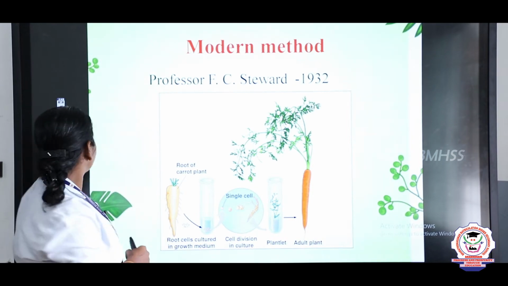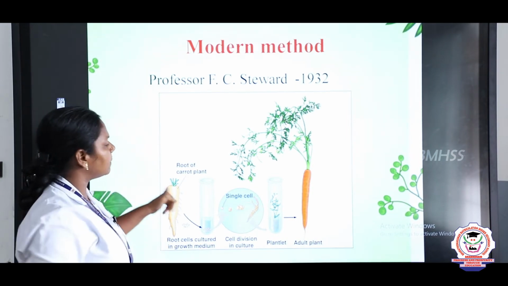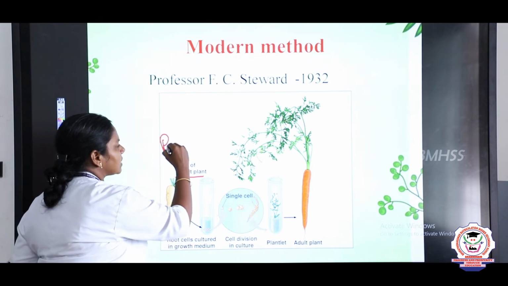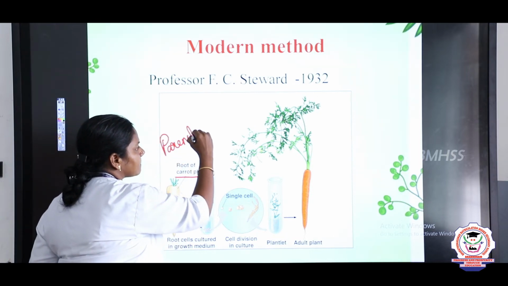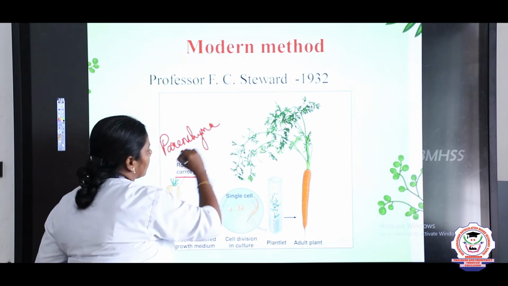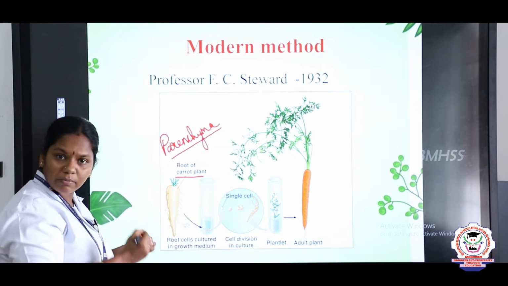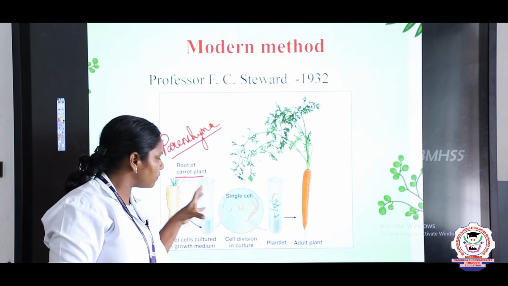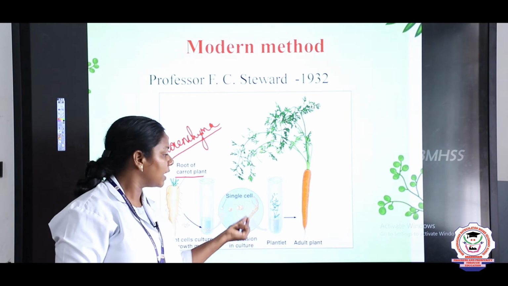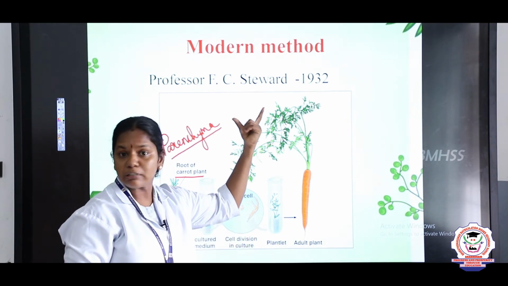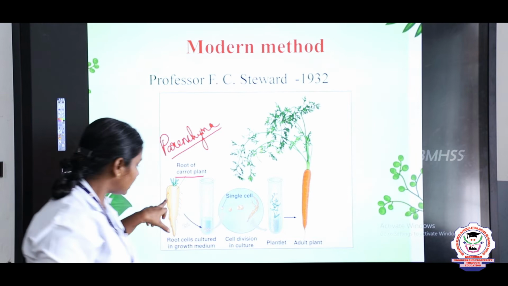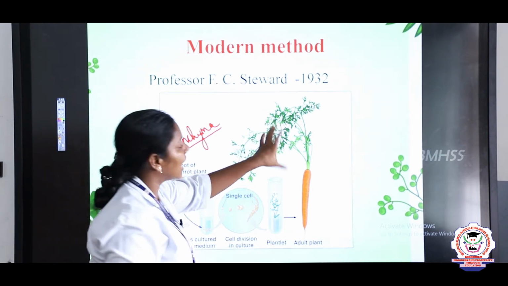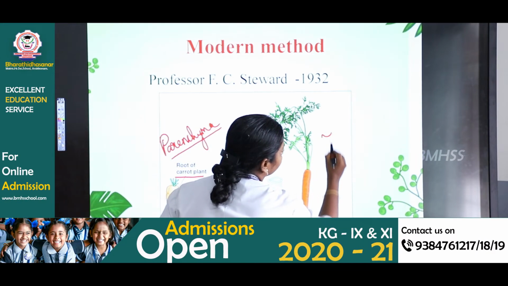1932, this is a carrot, children, he isolated the parenchyma cells. What cells? He isolated the parenchyma cells from the carrot, and by using the tissue culture method, he produced a new adult plant, right? So the capacity of a cell to produce an entire organism, this concept we call totipotency.